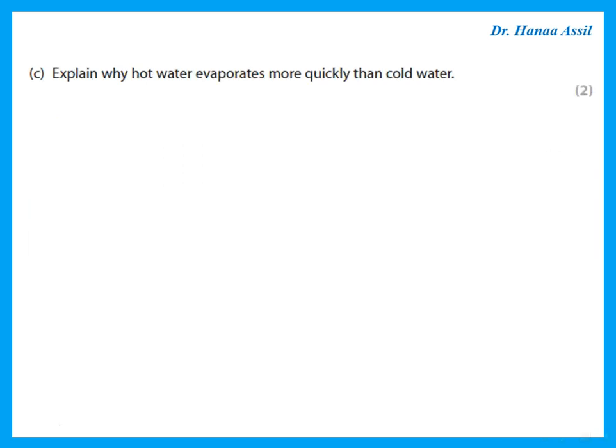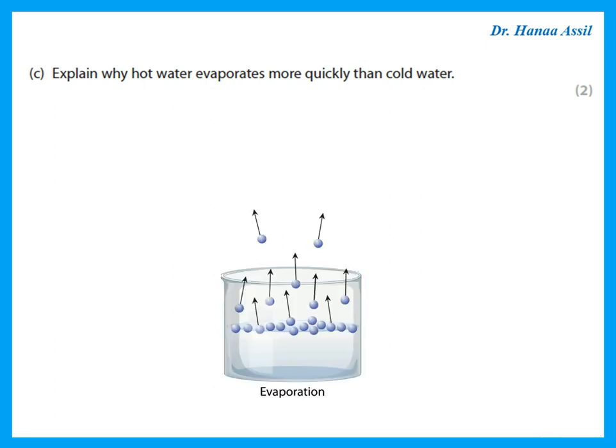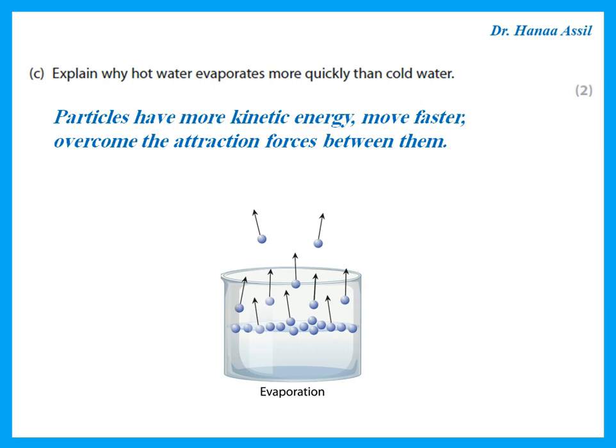Explain how hot water evaporates more quickly than cold water. Why does hot water evaporate more quickly than cold water? Remember, when you have evaporation, what is evaporation? The particles need energy to move faster, overcome the attraction forces between them, and then escape out of the liquid or move further apart so that they evaporate. So when the water is hot, the particles have more kinetic energy, move faster, and are able to overcome the attraction forces between them, so they will evaporate more quickly.